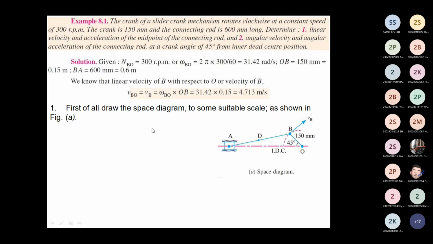as we know very well, we never try to draw the acceleration diagram directly. If possible, initially draw the space diagram, after that draw the velocity diagram, and then jump to the acceleration diagram. So the space diagram is already completed.